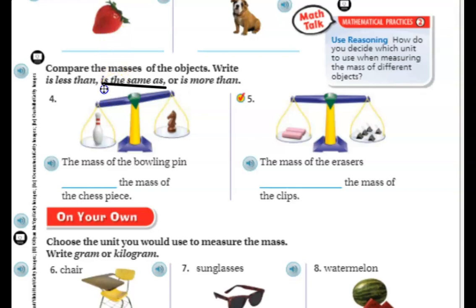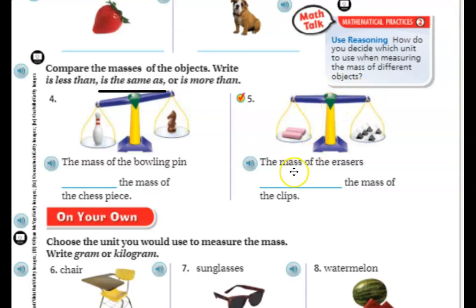So you would have it so that it would look more like that. So you can see that this bowling pin is down. So that means it's heavier. So think of this as a teeter-totter. When you're teeter-tottering, the heavier person can hold you down, whereas the lighter person goes up in the air. Okay? So then that means that the mass of the bowling pin is more than the mass of the chess piece.